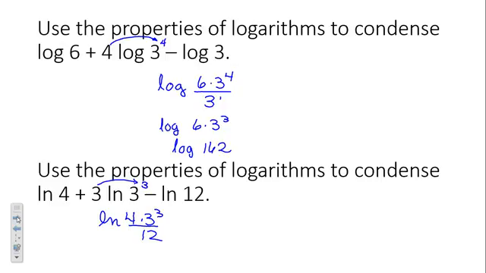The ln of 4 is being added to the ln of 3 to the third, so we put a multiplication symbol between them. And it's being subtracted by ln of 12, so we put a division bar there. Now let's simplify. 4 over 12 reduces to 1/3. So we'll have a 3 in the denominator and a 3 cubed in the numerator.